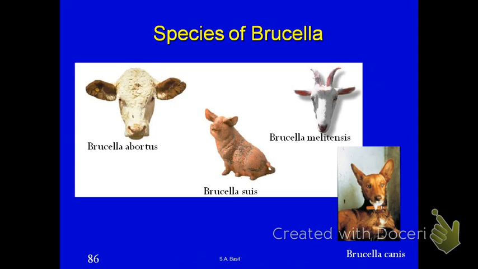Okay, so these would be the 4 species of Brucella. Brucella abortus, the reservoir would be the cattle. Brucella suis, the reservoir is swine. Brucella melitensis, the reservoir is the goat. And then Brucella canis, the reservoir would be the dog.